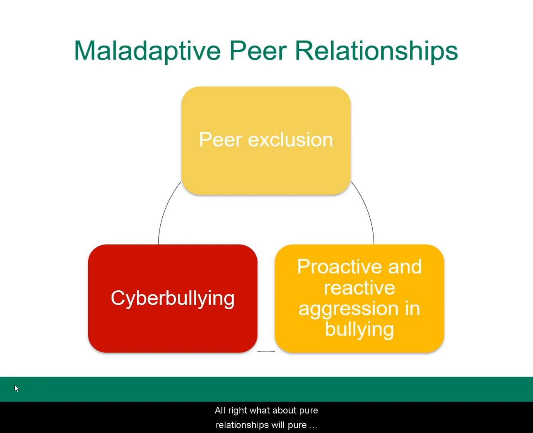All right. What about peer relationships? Well, peer exclusion, that's not going to be a good thing. Always being that outsider, always being picked last for a team. There's cyberbullying here that comes into play. There's also proactive and reactive aggression in bullying.